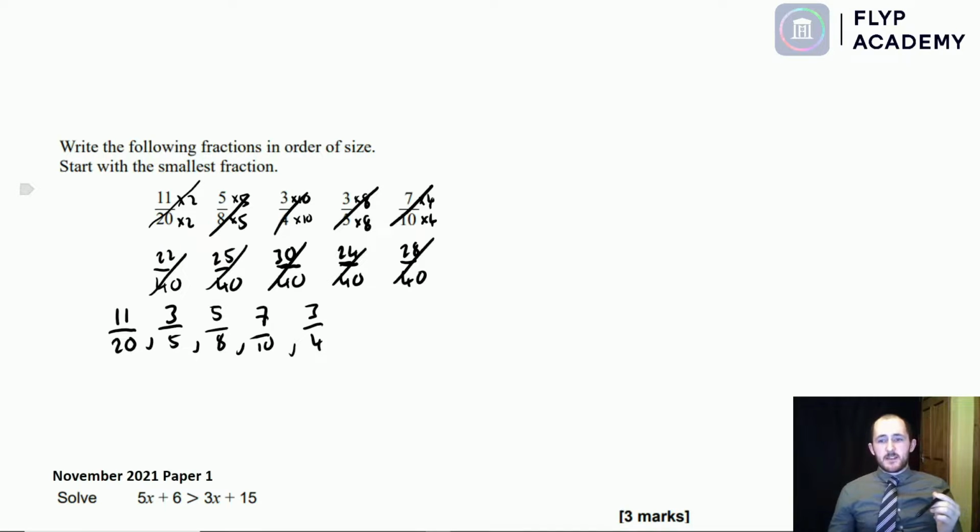So again, students tend to make mistakes in this because they try and do it without making the denominators the same. Just as a recap of what we did, we made the denominators the same, then had a look at the numerators and saw which number was smallest, and then kept eliminating from there. That's all you have to do.